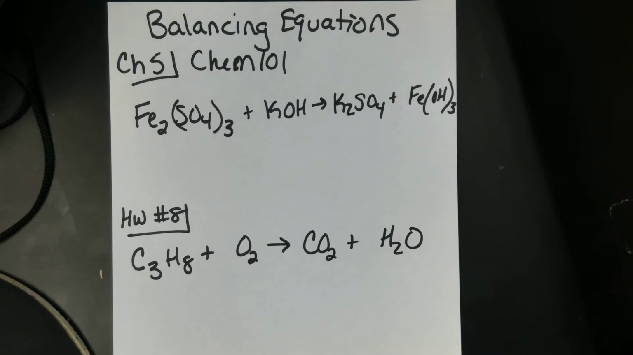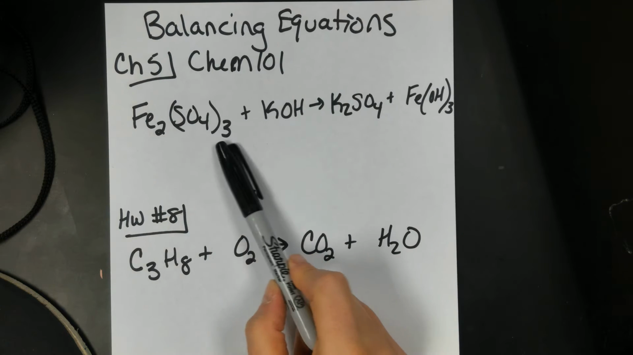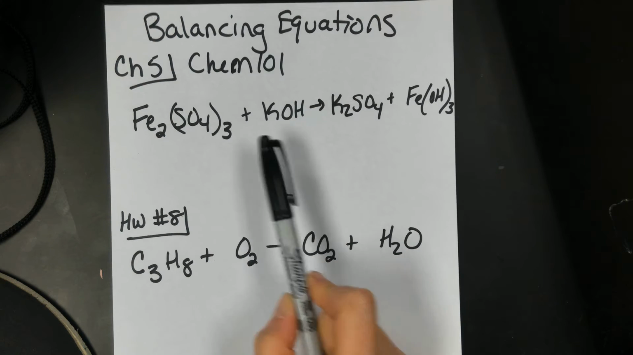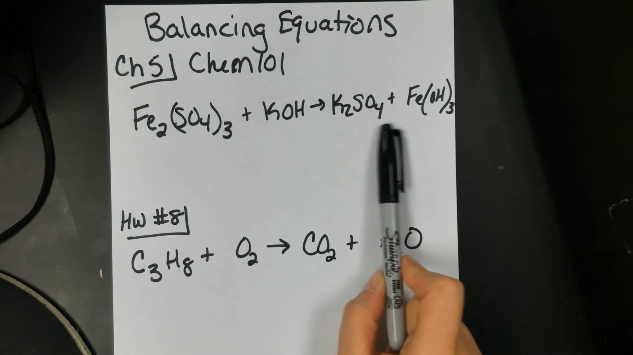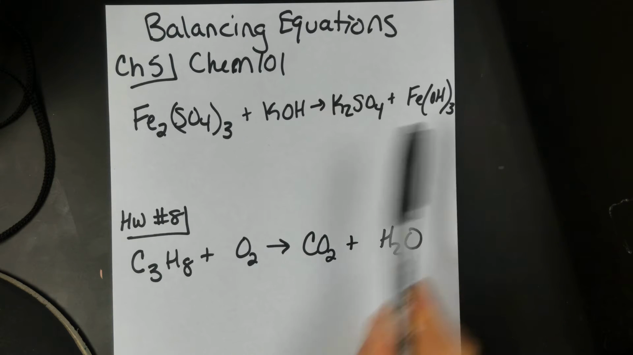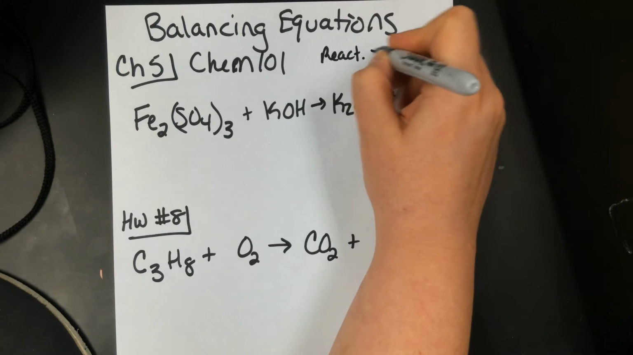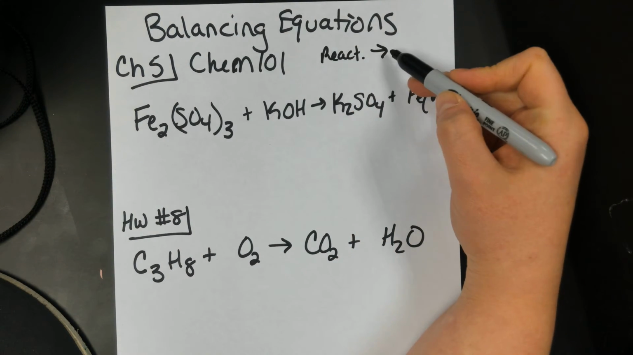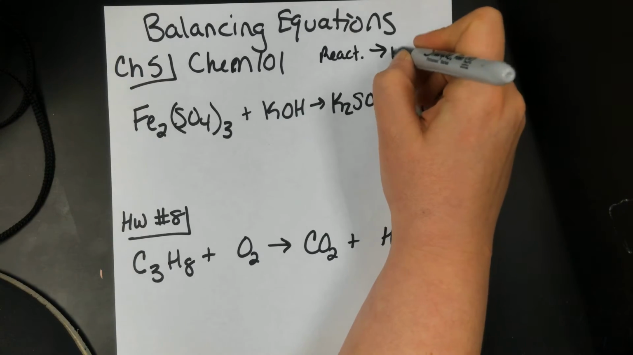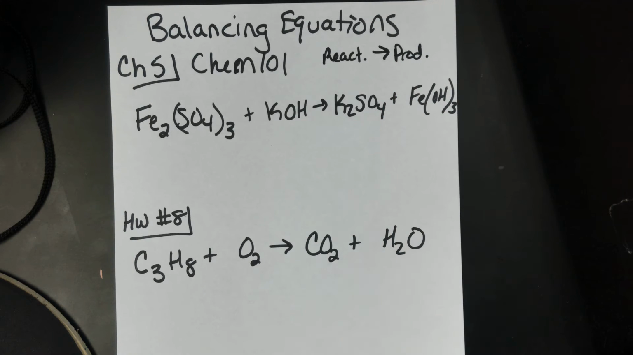So for this chapter we are going to have to learn how to balance reactions, the chemical equations. So let's go over some basics real quick. Everything that's on the left side is called a reactant. Everything on the right side is called a product, right? So you have your reactants becoming, or reacting to become, a product, right?